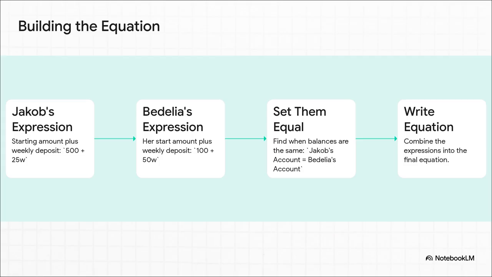So we can totally break this down. It's just 4 simple steps. First, we write a little math phrase, an expression for Jakob's account. That's his starting $500 plus $25 per week. Then we do the same thing for Bedelia, her $100 to start plus $50 each week. Since we want to know when they're equal, we literally just set those two expressions equal to each other, and that gives us our final equation.